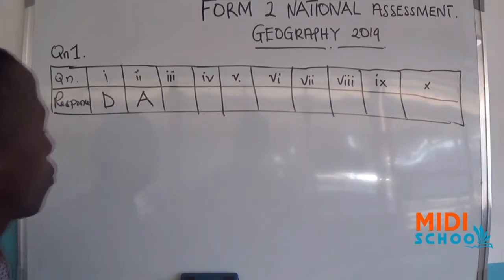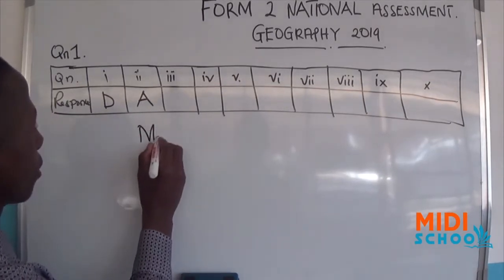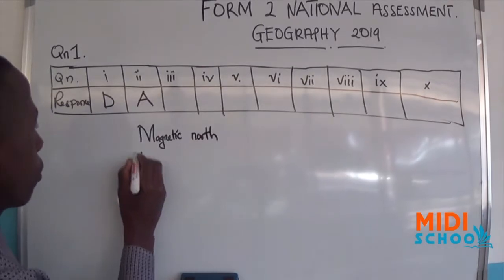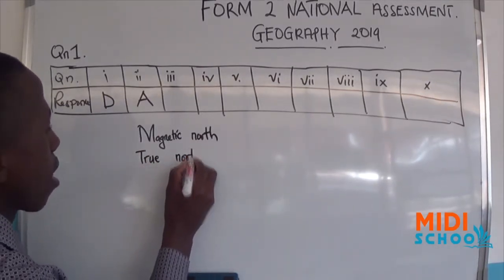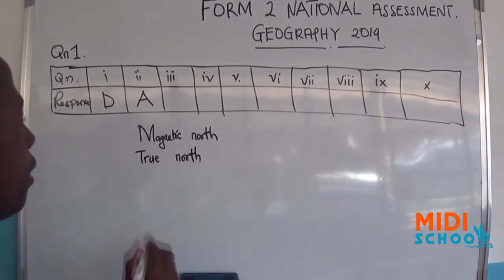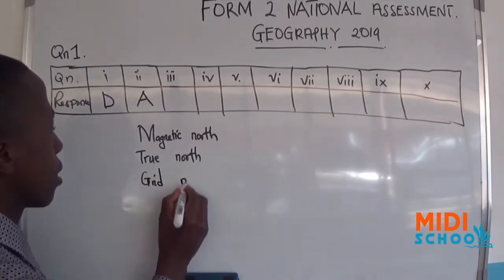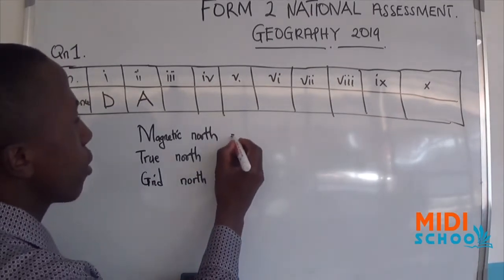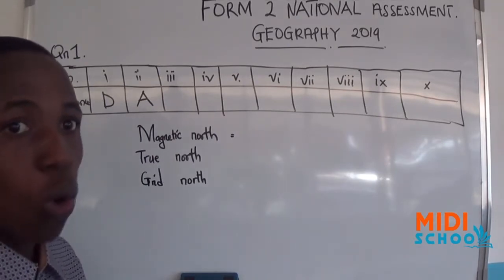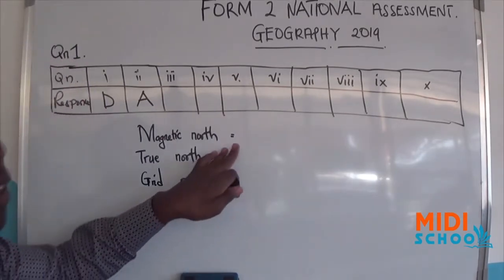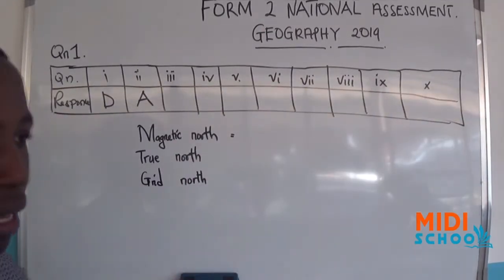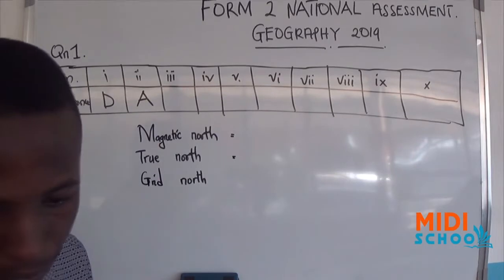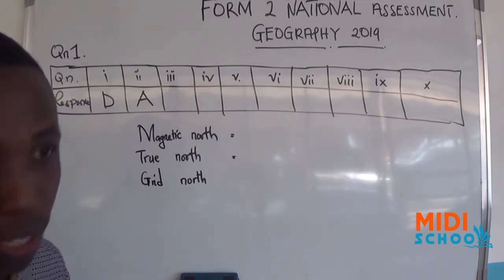If we want to explain more, the magnetic north, the true north and the grid north, these terms sometimes can confuse a student. The magnetic north is just the direction to which the compass needle always points. This is because the compass needs to align itself with the Earth's magnetic field. But the true north is just a fixed point where the globe always directs.